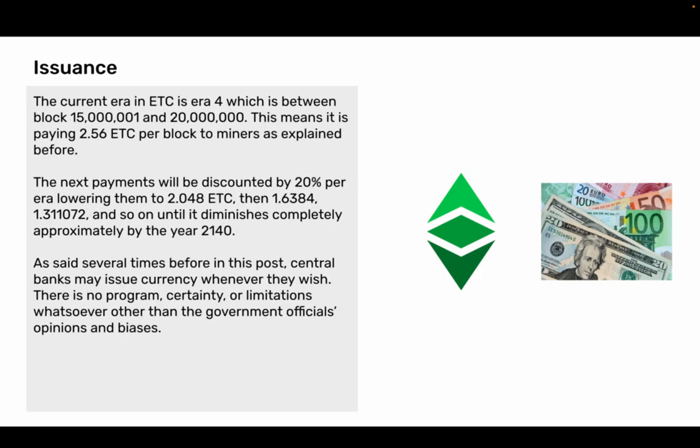Issuance. The current era in ETC is era 4, which is between block 15,000,001 and 20 million. This means it is paying 2.56 ETC per block to miners, as explained before. The next payments will be discounted by 20% per era, lowering them to 2.048 ETC, then 1.6384, 1.311072, and so on until it diminishes completely approximately by the year 2140. As said several times before in this post, central banks may issue currency whenever they wish. There is no program certainty or limitations whatsoever other than the government's officials' opinions and biases.